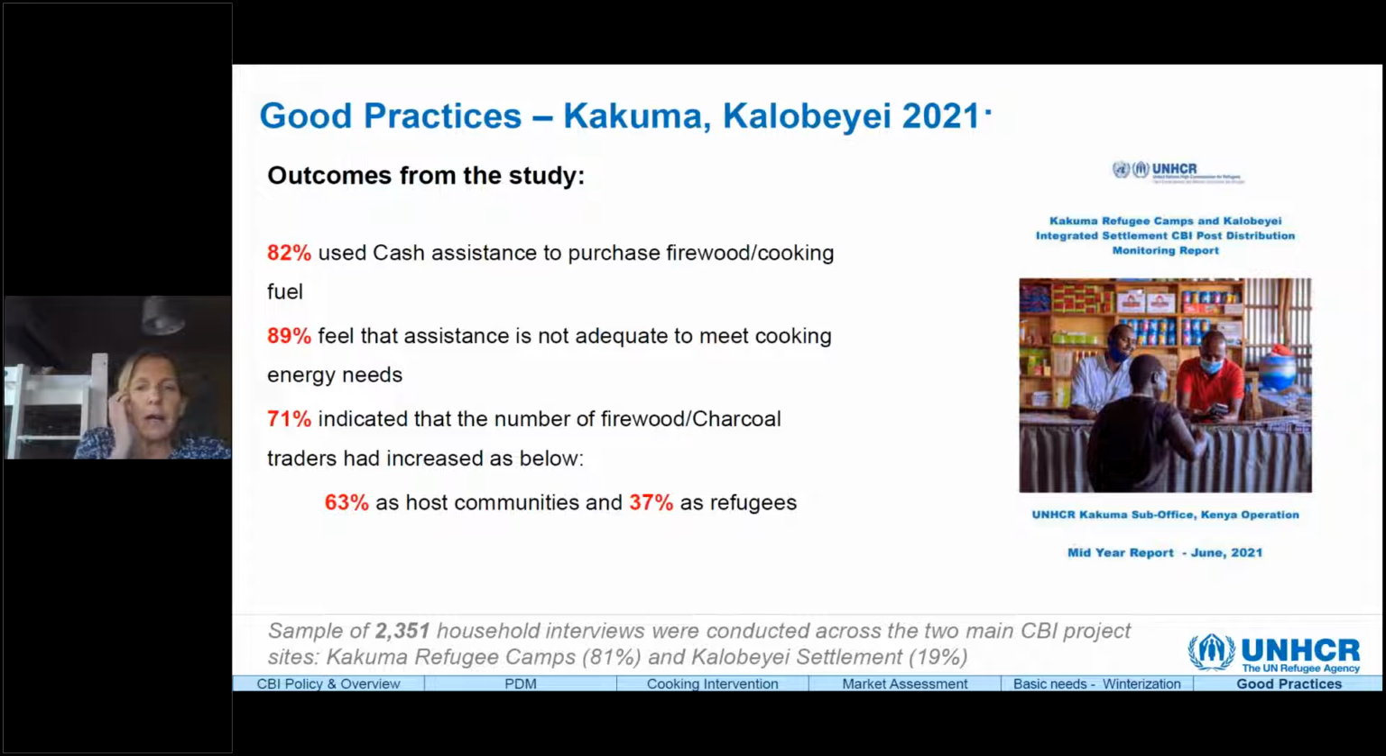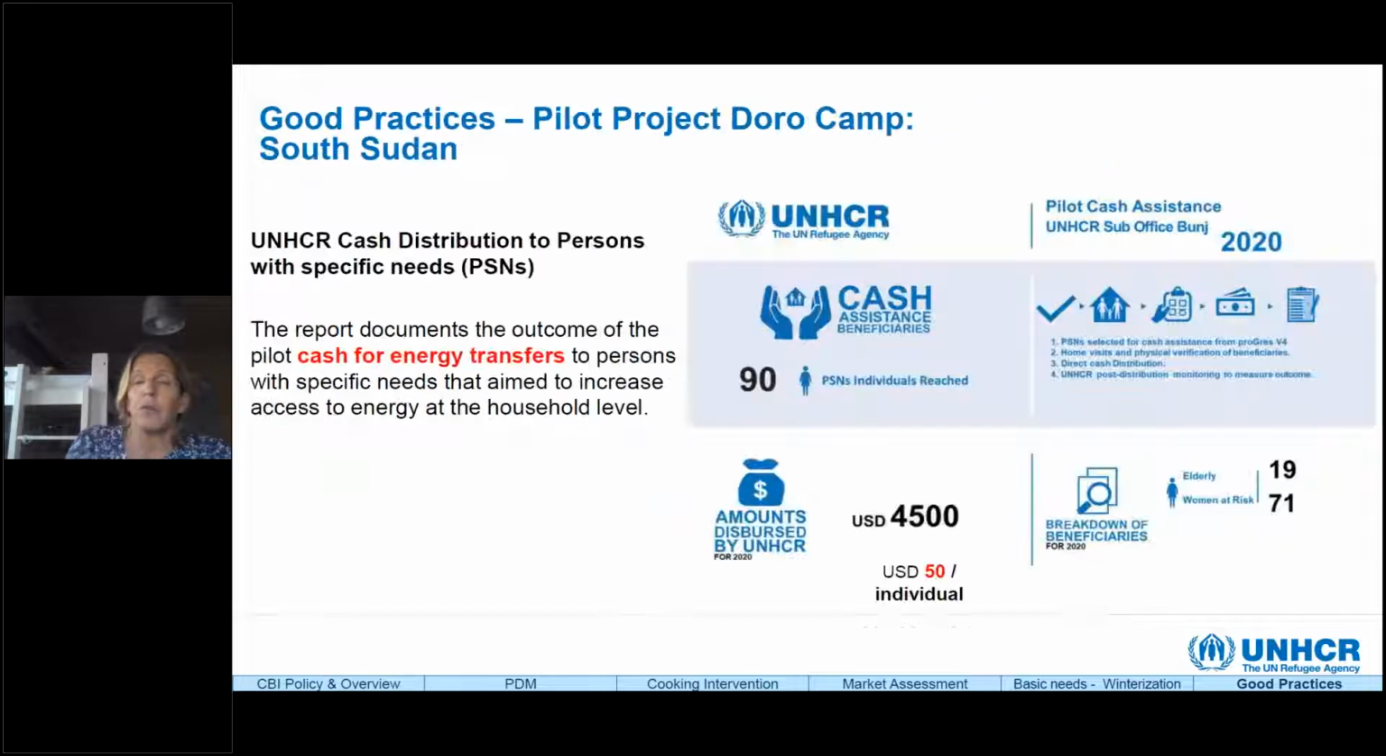71% indicated that the number of firewood and charcoal traders had increased, as below. And you can see it's the host community and the refugees. Next slide, Sam. So I'm just showing this. This is a very small pilot from South Sudan. We had the one from Kakuma, which is a cash for basic needs, and then we have this one, which is a project from Doro Camp in South Sudan. This is just a small project targeting persons with specific needs, but with cash to meet energy needs, basically. So next slide, please.